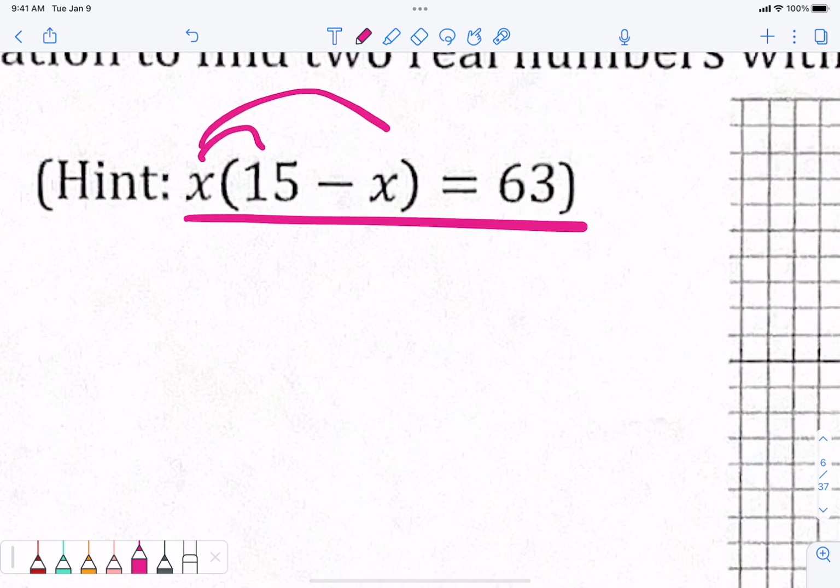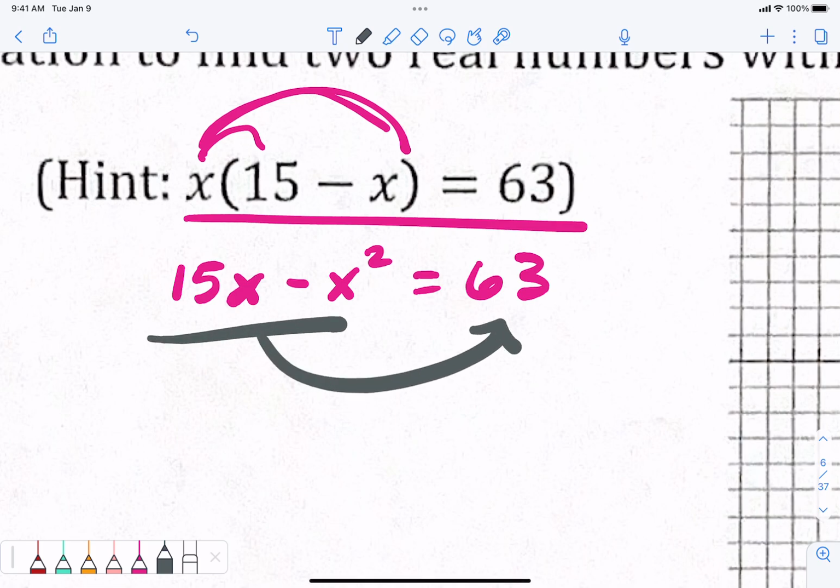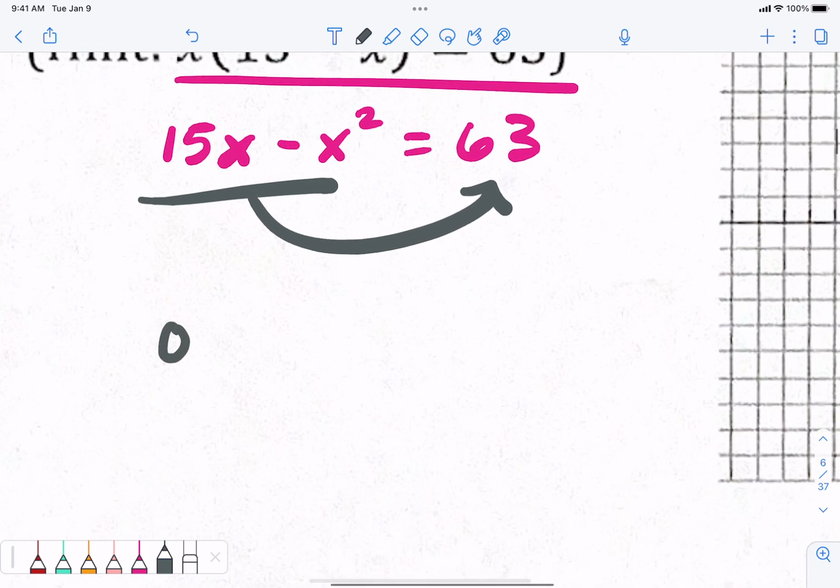I'm going to distribute this x through. So, what's x times 15? 15x. What's x times negative x? Negative x squared equals 63. Okay, now, we have to put some on one side. Are you going to move this stuff over here or move the 63? I want the x squared to be positive, so I'm going to move this stuff on the left over to the right, okay? Now, can we do that all at one shot? Okay? 0 will be all that's left over here.